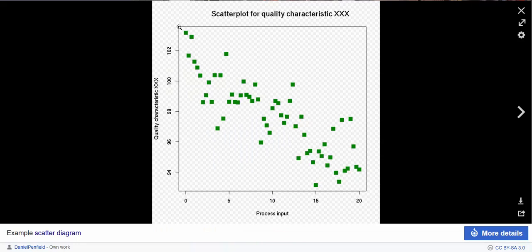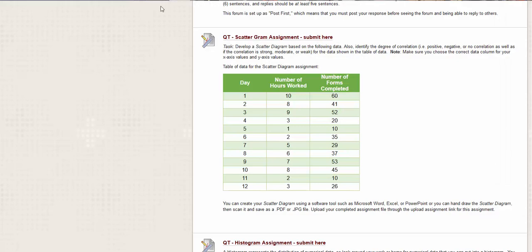Okay, so the number of forms would go here, and the number of hours goes here. So you can put a data interval. You're not going to have your days 1 through 12. You're going to just kind of break it up if this is 5 days, but look at how this is all scattered out here. So you're going to have the number of forms here and the number of hours worked on the bottom.